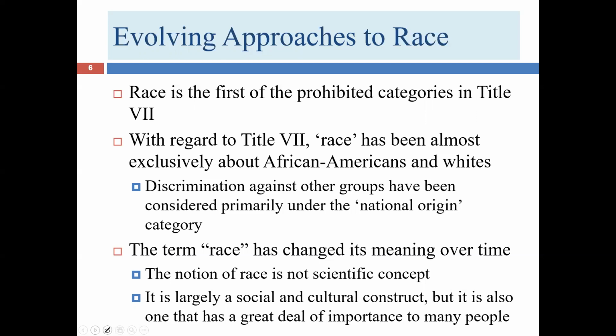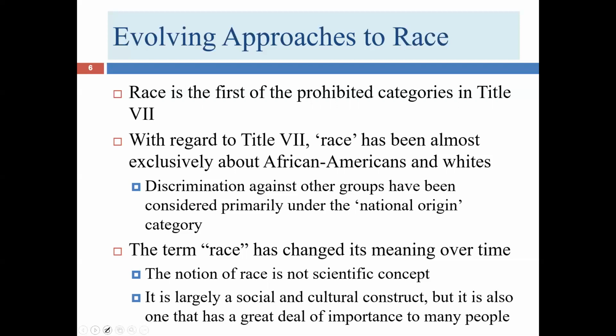When cases are tried under Title VII relating to race, the cases are almost always about African Americans or Caucasians. There are obviously other races, but usually those races are identified as national origin complaints. So you can have somebody file a race claim based upon, say, that person is Asian. But more likely, let's say that their ancestors are from Korea, they're going to file their charge based upon national origin discrimination based upon their ancestors being from the nation of Korea, for example.